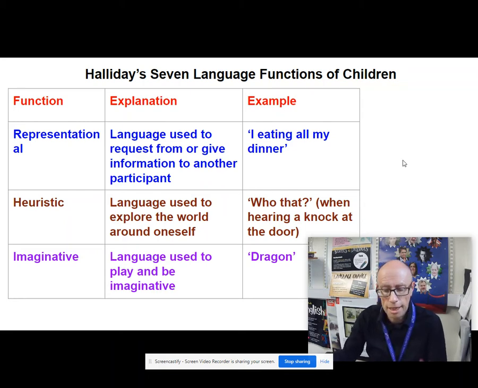They're constantly exploring the world around them by asking adults questions about what's happening. "Who that?" when hearing a knock at the door. This is heuristic language, according to Michael Halliday.